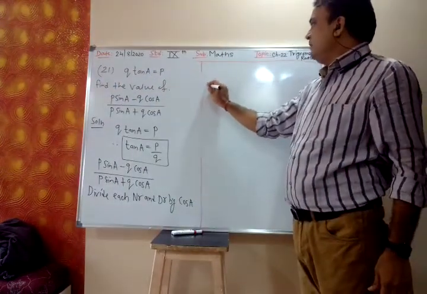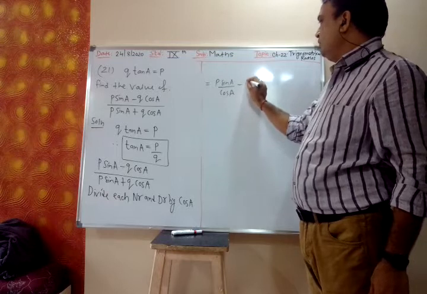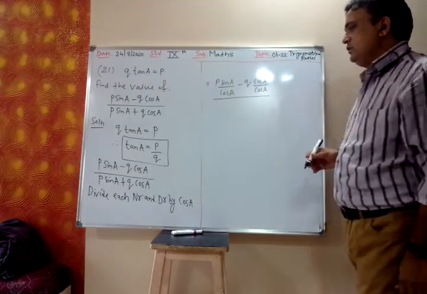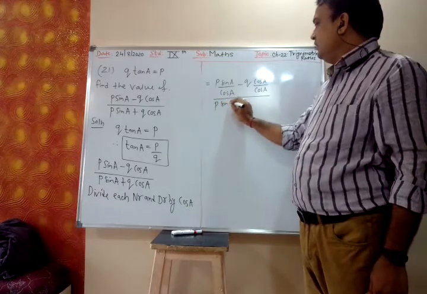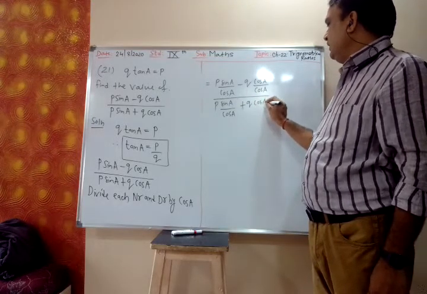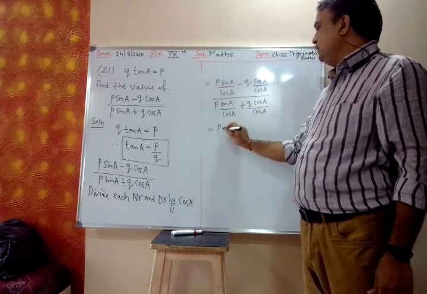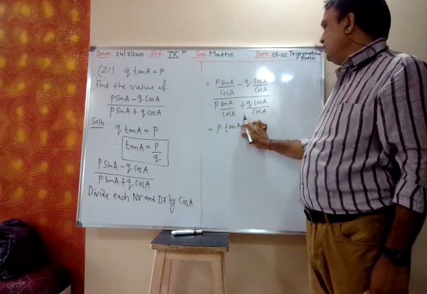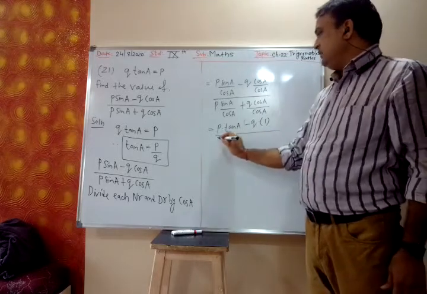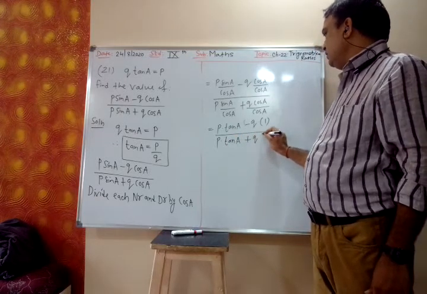So you will get P sin A upon cos A minus Q cos A upon cos A. In the denominator also divide each term by cos A: P sin A upon cos A plus Q cos A upon cos A. So P sin A upon cos A is tan A, so P into tan A, minus Q into cos A upon cos A, which is 1, so Q into 1, upon P sin A upon cos A which is tan A, P tan A, plus Q cos A upon cos A which is 1.